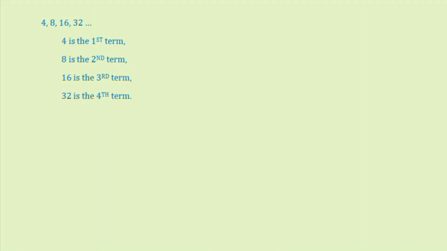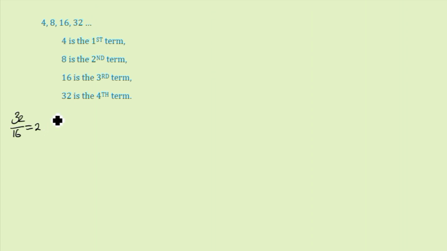Let's consider a sequence of numbers given here where 4 is the first term, 8 is the second term, 16 is the third term, and finally 32 is the fourth term. Let's divide the fourth term by the third term, that is 32 divided by 16, and it gives you a 2.